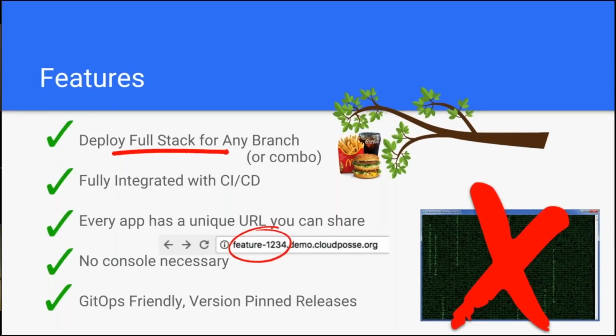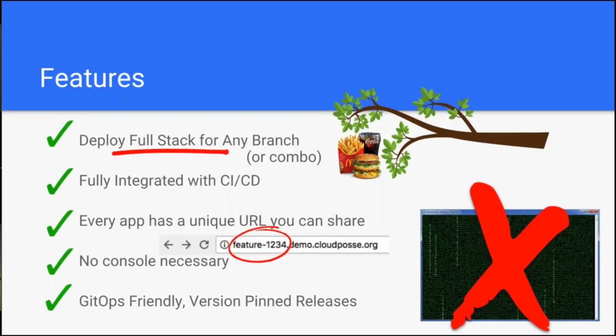We also needed to make sure that every app was directly accessible from the web. So something like feature-1234.demo.cloudposse.org. We also wanted it to not be relegated to a few specific individuals who are comfortable on the command line. We wanted it to be open to pretty much anyone with permission to deploy. That means designers, front-end developers, and back-end developers as well. So that's why we had this requirement of no console access required.